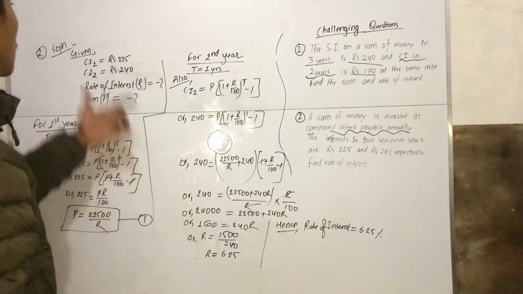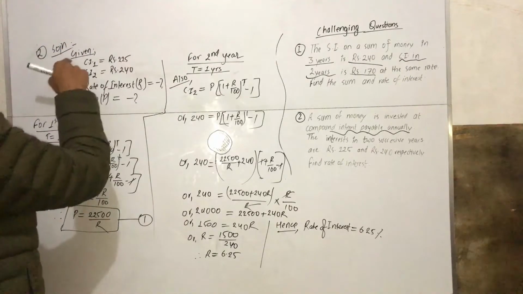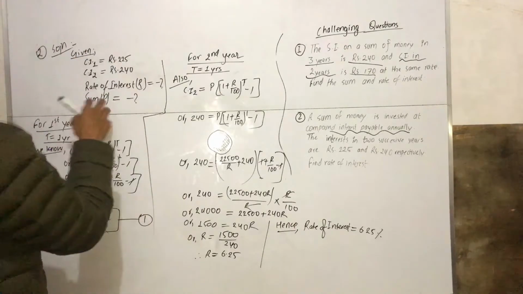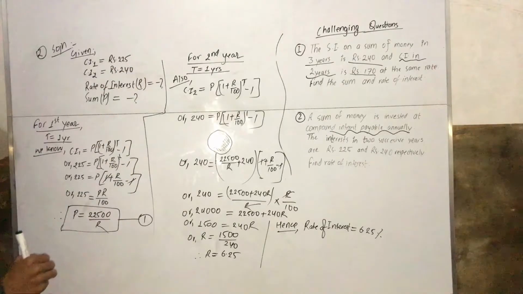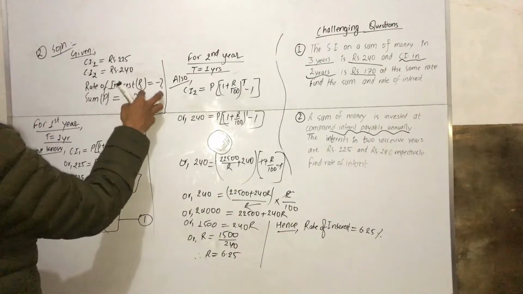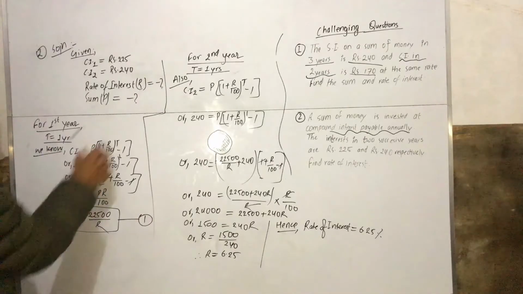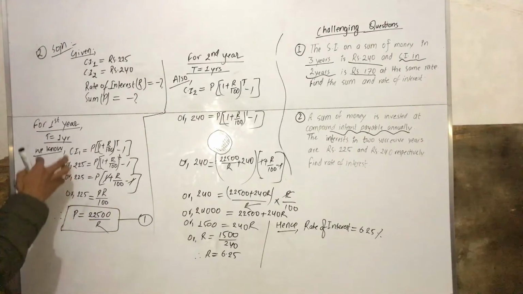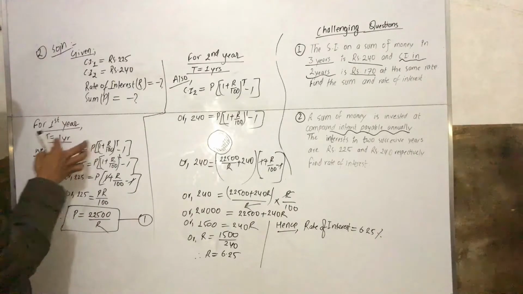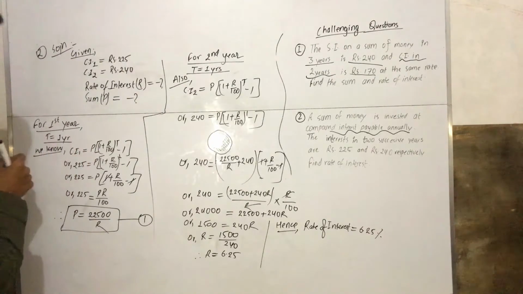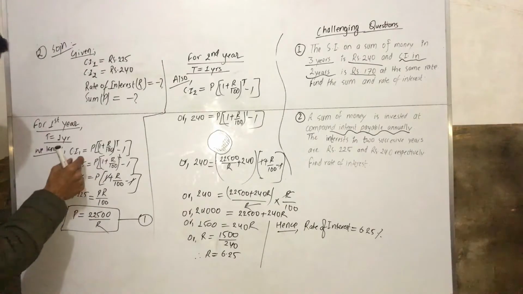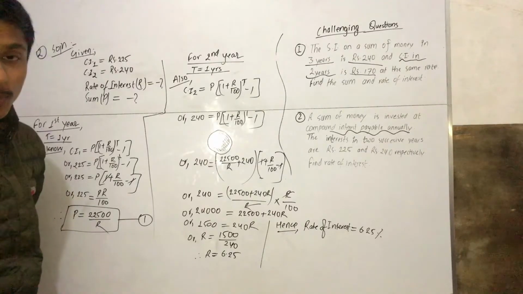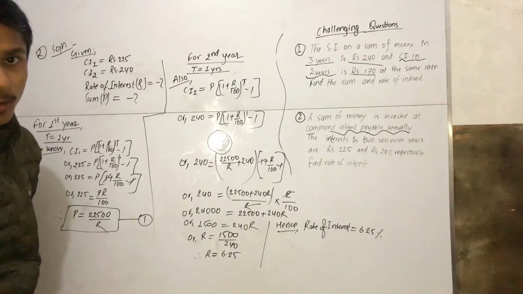Once again, listen to it from the beginning. Here given, compound interest for the first year is 225. Compound interest for the second year is 240. Rate of interest we have to find. And to find the rate of interest, we have to find the value of principal. Let's see here, for the first year, time is only 1 year. We know CI is equal to P times (1 plus R by 100) to the power T minus 1. This is the formula of compound interest.